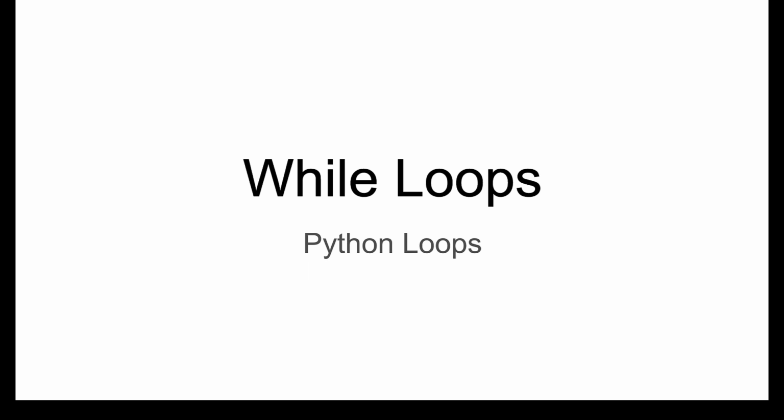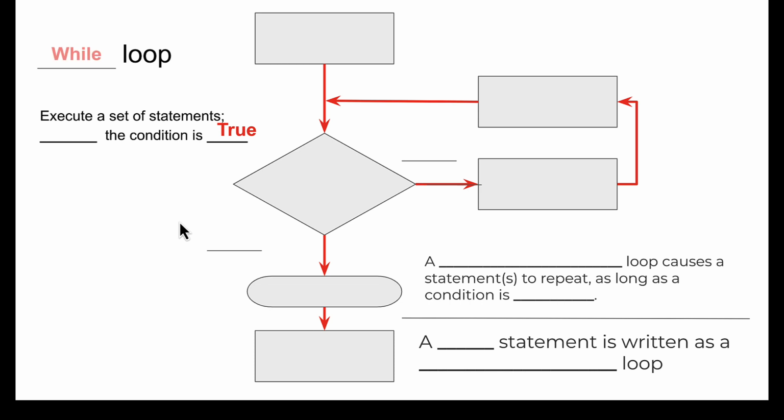All right, in this presentation we're going to take a look at how while loops work. A while loop is going to execute a set of statements while the condition is true. So another way of looking at it is this: a condition-controlled loop causes statements to repeat as long as the condition is, well, as we know, true. So a while statement is written as a condition-controlled loop.